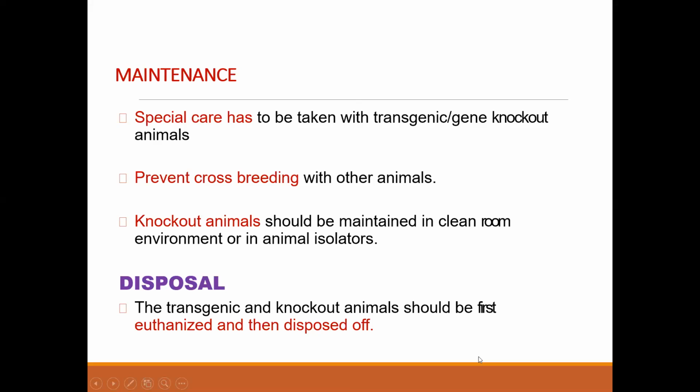Then knockout animals should be maintained in a clean room environment, and we can keep them in isolation. Then we can dispose of that animal if it is not being used. We can keep them in separate cabinets, and we can dispose of the animal if we are not using it, or if it has a disease that is not curable. So those particular animals are disposed of. Particularly for the knockout animals and the transgenic animals, we first euthanize and then dispose of. This is the proper procedure used to dispose of these animals, and this maintenance must be required.